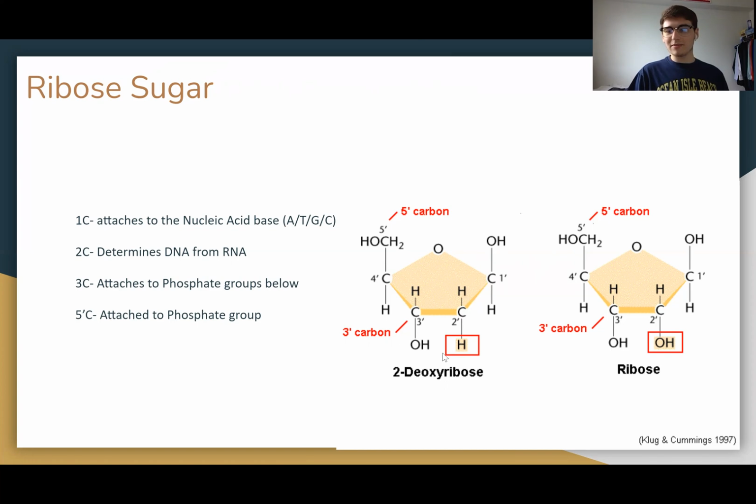If it has an H, it's going to be DNA deoxyribose. And if it has an OH, it's going to be a ribose. So that's RNA. Our 3' attaches to phosphate groups below. So it's going to help form that phosphodiester bond chain. That's going to keep the water out from our middle section.